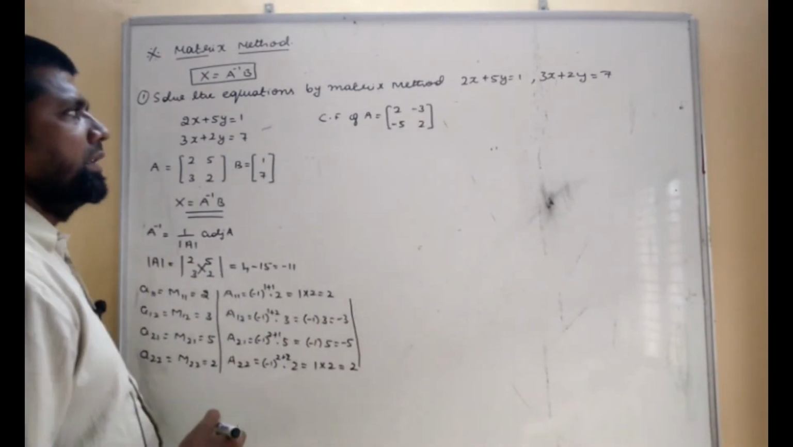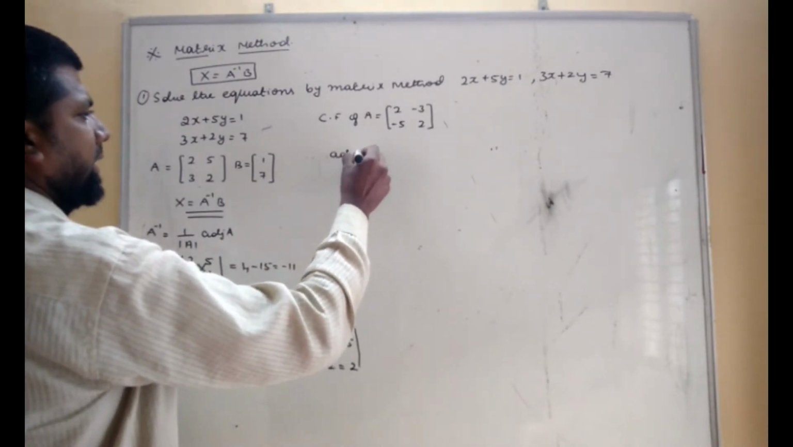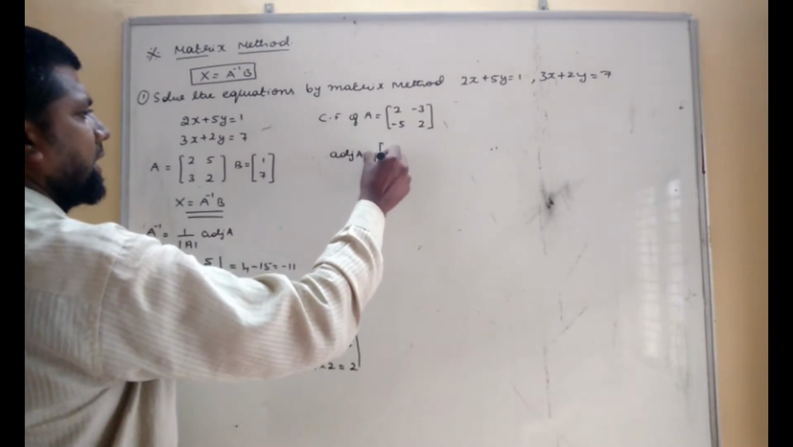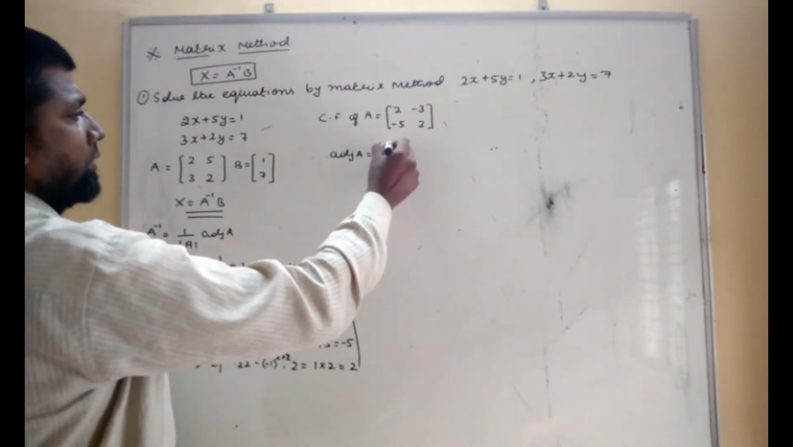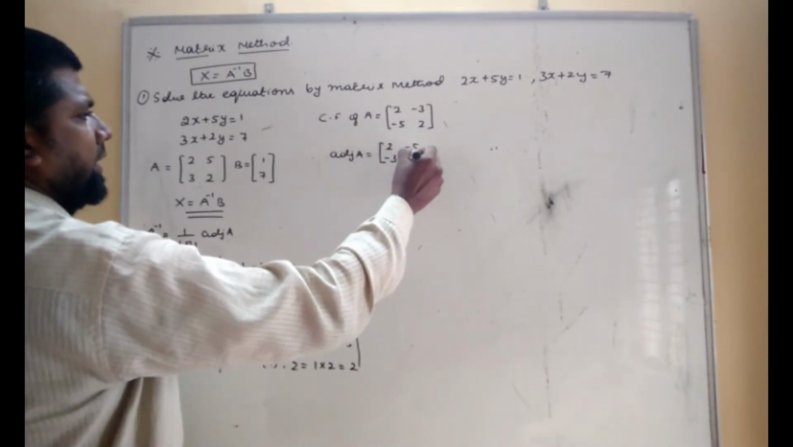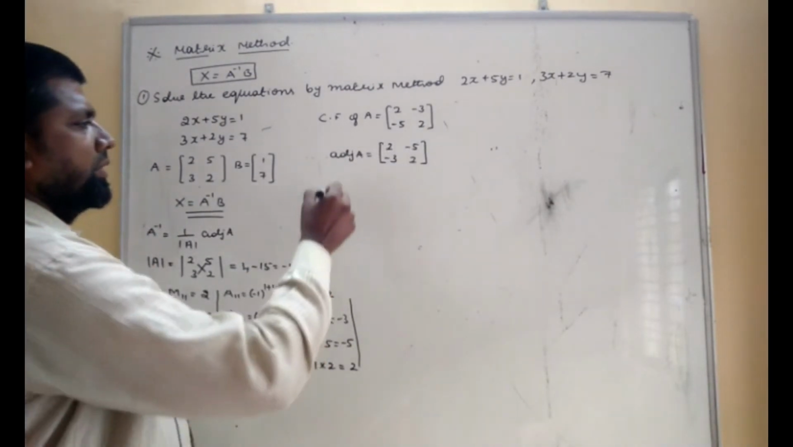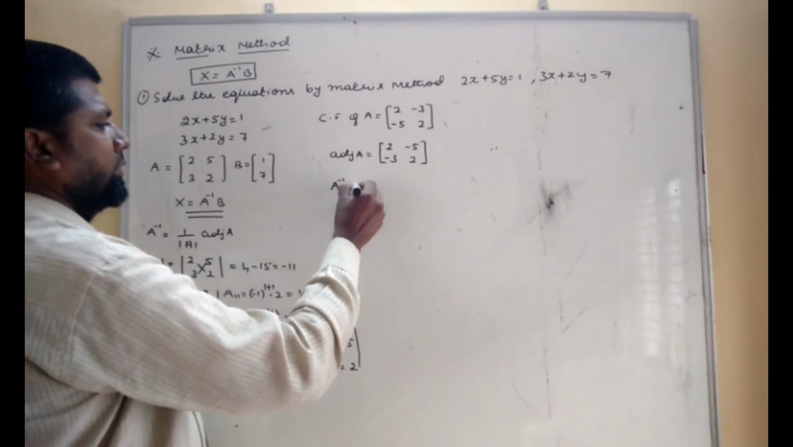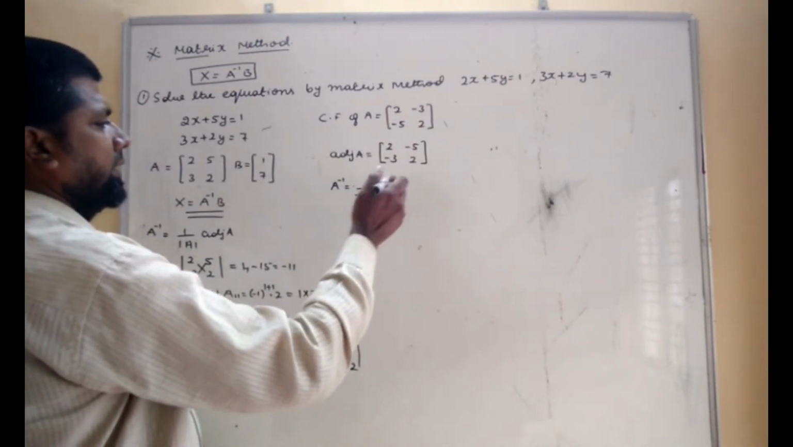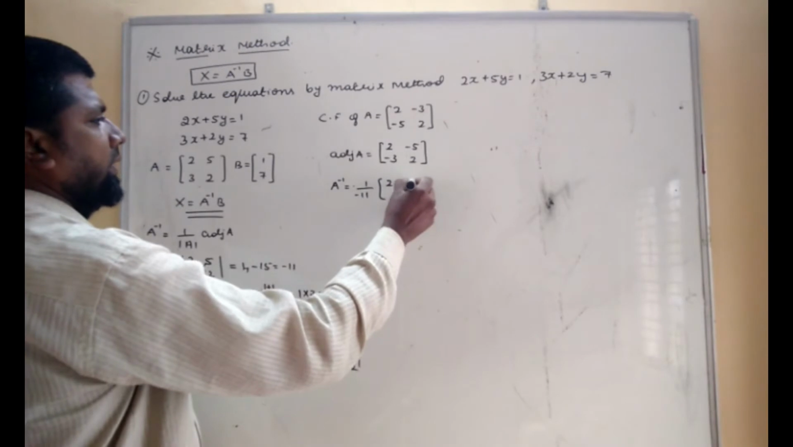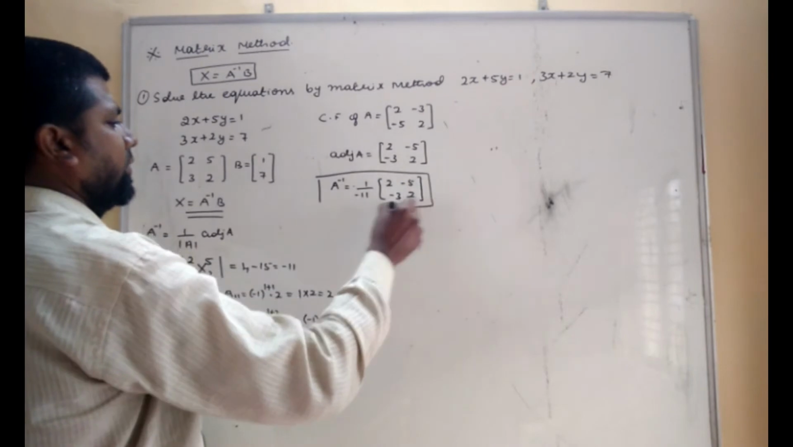Now let us write the adjoint of this. Adjoint means you write the transpose of the cofactor matrix. The transpose of the cofactor of A is called the adjoint of the matrix. So 2, minus 5, minus 3, 2 is the adjoint of the matrix A. So we got the A inverse. A inverse is equal to minus 1 by 11 into 2, minus 5, minus 3, 2. So this is the inverse.